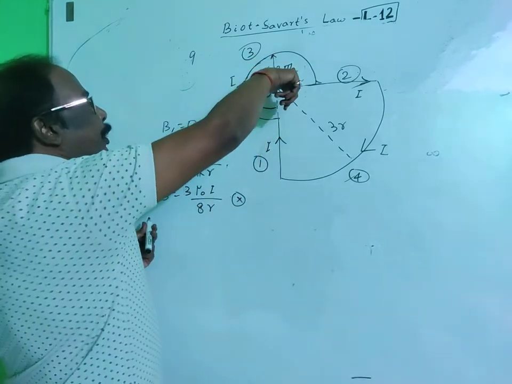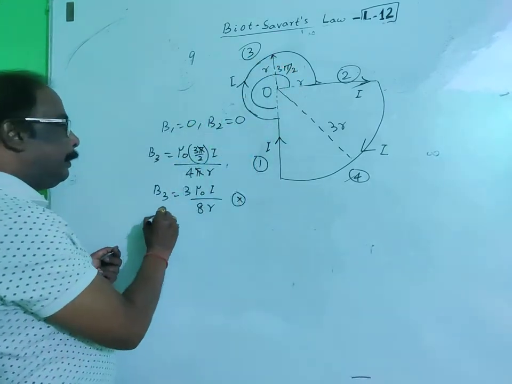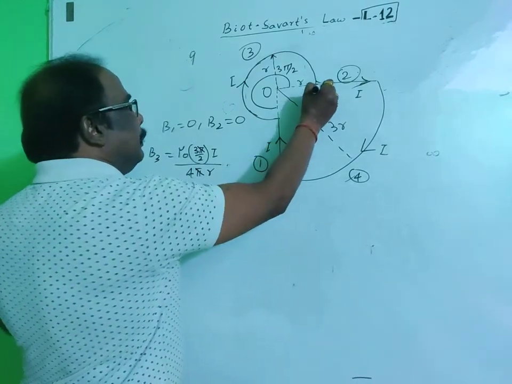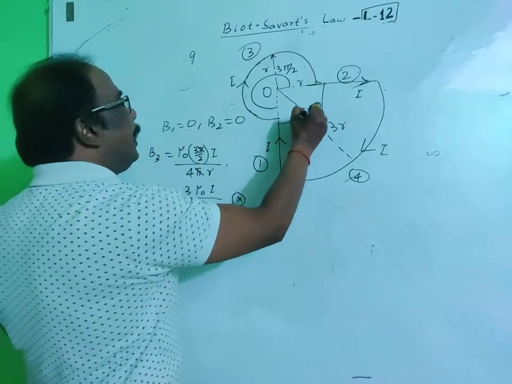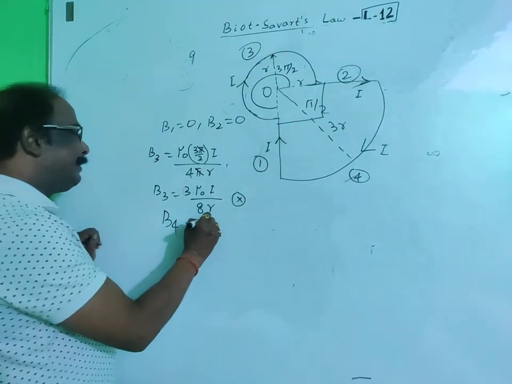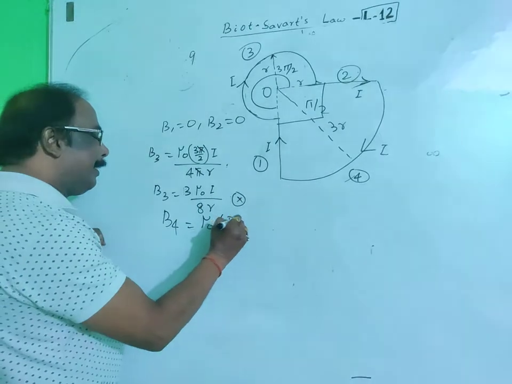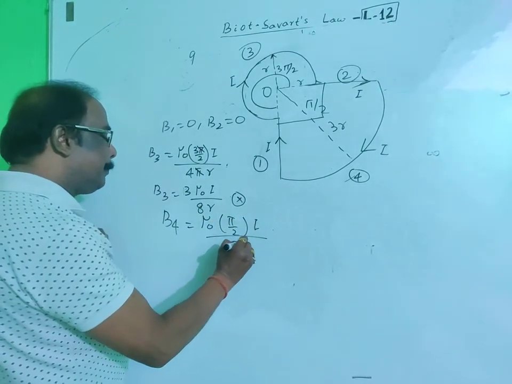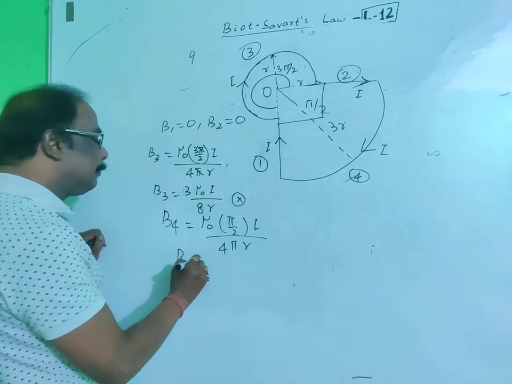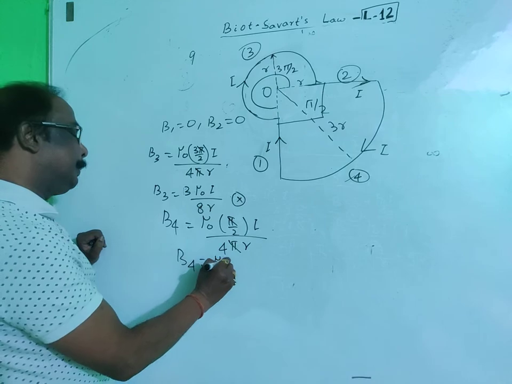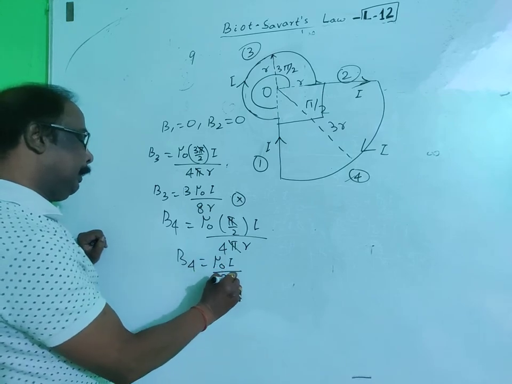Curl like this, inward. Then the magnetic field due to the fourth conductor, this angle is pi by 2. Very clear. Then B4 is equal to mu naught theta I by 4 pi r, where theta is pi by 2. Then pi gets cancelled, B4 is equal to mu naught I by 8r.